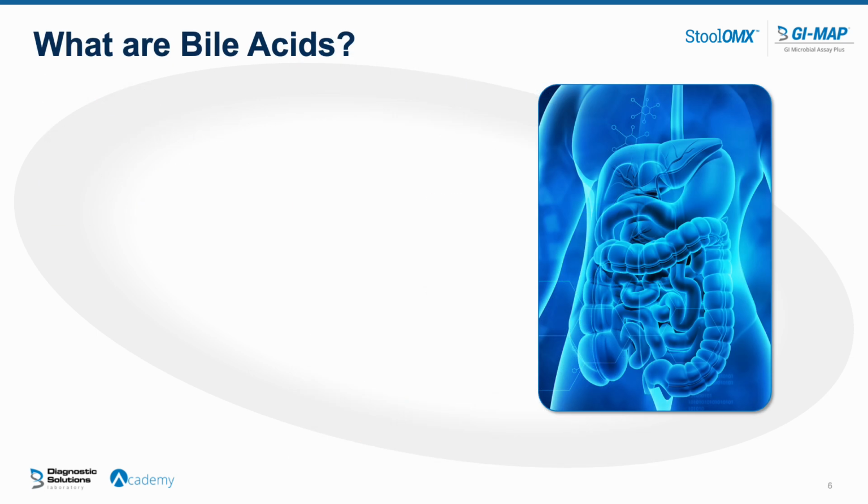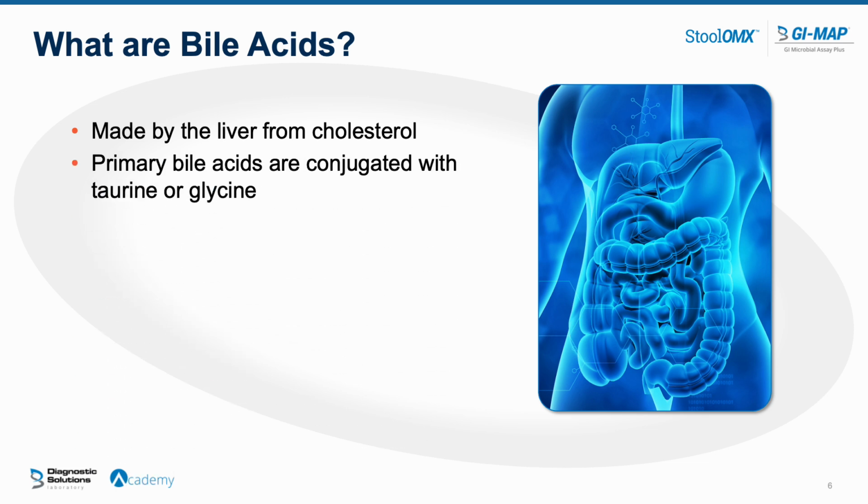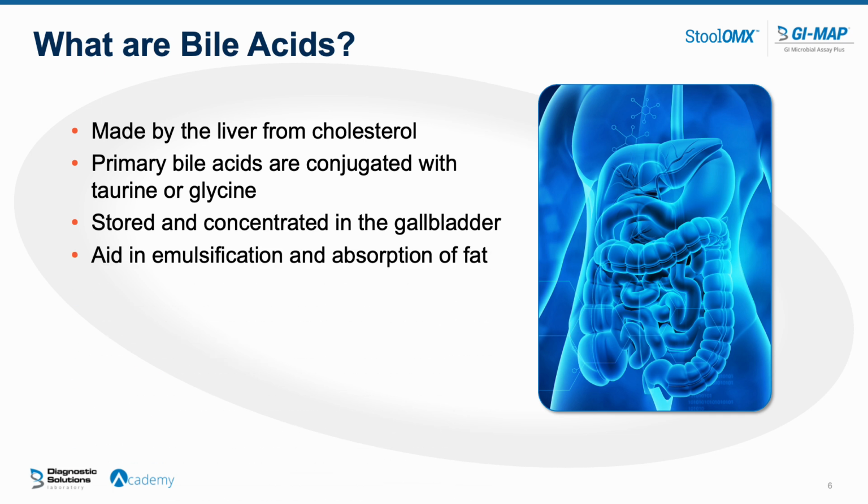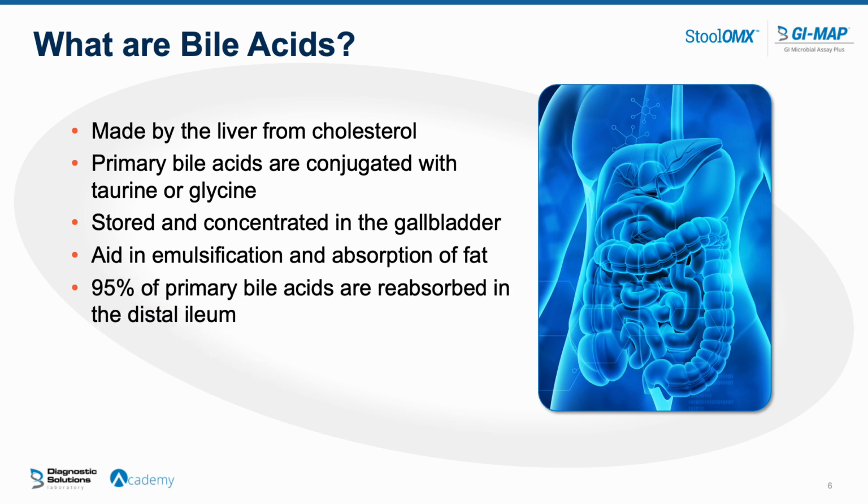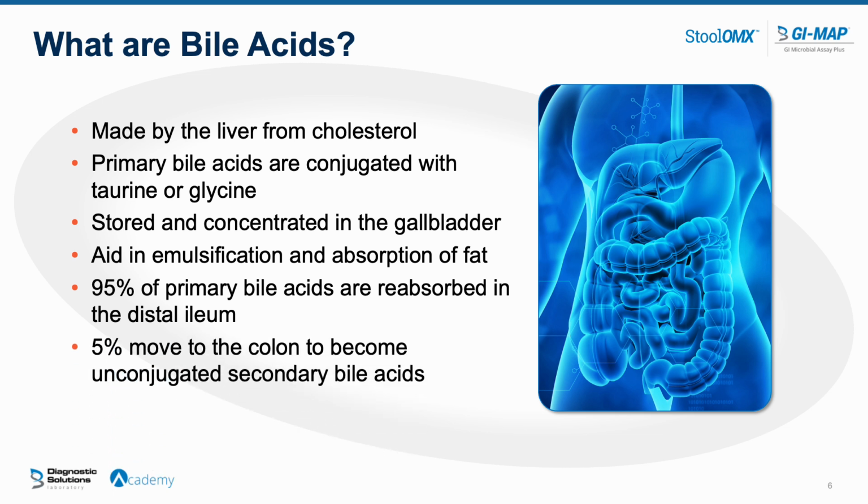Let's start things off with looking at a general overview of what bile acids are. They are made in the liver from cholesterol. Primary bile acids are conjugated with taurine or glycine. They are then stored and concentrated in the gallbladder. They aid in the emulsification, so the breakdown and absorption of fat. And 95% of our primary bile acids should be reabsorbed in the distal ileum. And 5% should move to the colon to become unconjugated secondary bile acids.